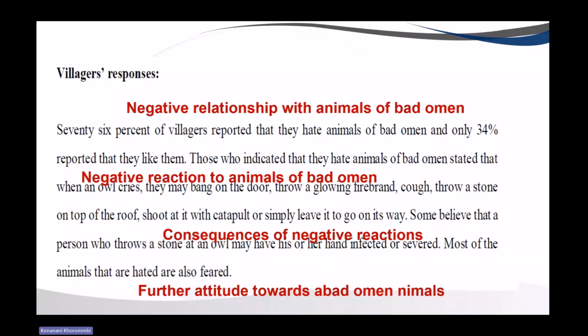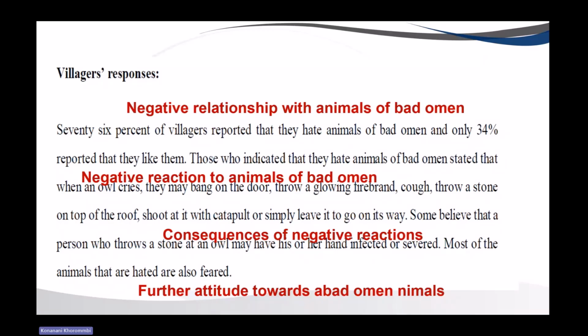But those who indicated that they hate animals of bad omen stated that when an owl cries, they may bang. So they've got a reaction that they do. Now it shows that there is a negative reaction. And these things, you will see that I've used them to create headings and subheadings about this data. Whereas in the previous diagram, you only saw names or references to the animals, but here it is the actions themselves. I'm trying to give meaning, to actually classify data differently than I did when I did assembly.